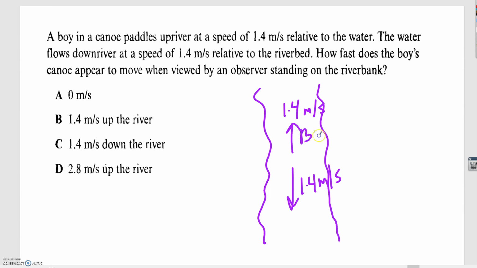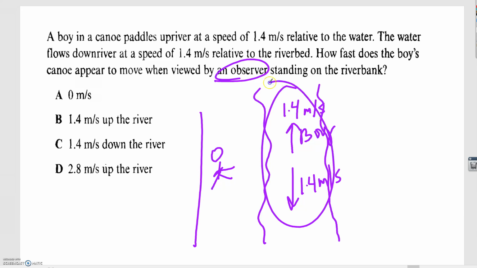This was the boy. Appear to move when viewed by an observer standing on the riverbank. So let's say the riverbank is here and somebody is standing by the riverbank watching you. Okay, so this is an observer problem. That means that we're going to just add or subtract vectors like usual. So this person's watching you and he looks, you're going to the left and the other one's going to the right, or up and down, they're going opposite ways. So we subtract them. 1.4 minus 1.4, that would be 0 meters per second.